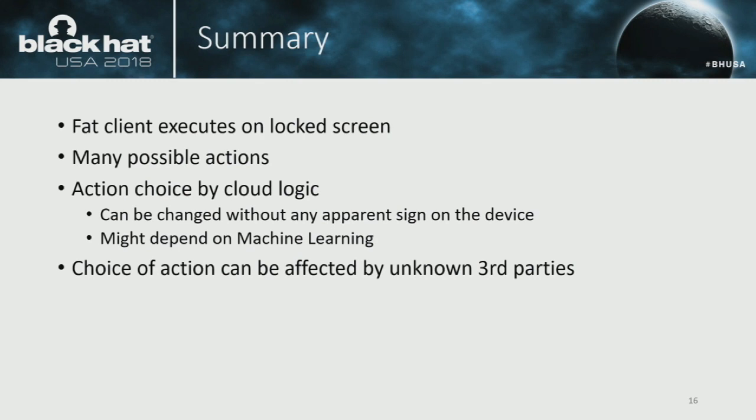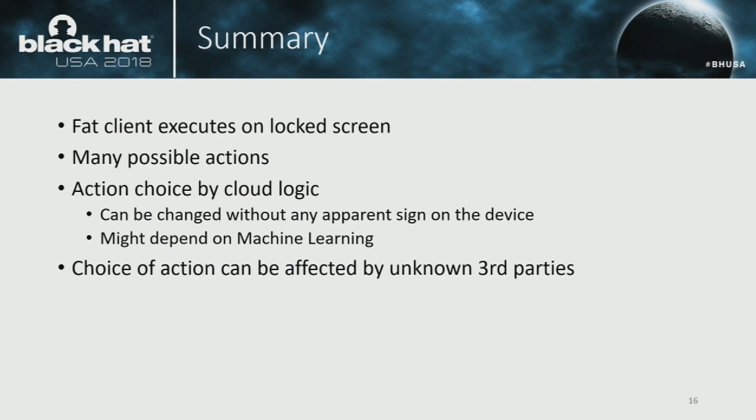So we have the fat client that executes on a locked screen and can do virtually anything on our machine. The choice of action is made through cloud logic, which can be changed without any apparent notice and is controlled, at least partly, by machine learning. You know what that means? It means that no one really knows what is going to happen there, and that with time, this can change. And of course, the choice of action can be, as I said, affected by third-party plugins.